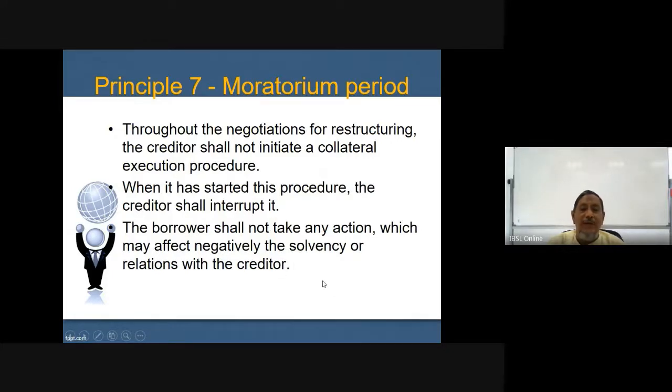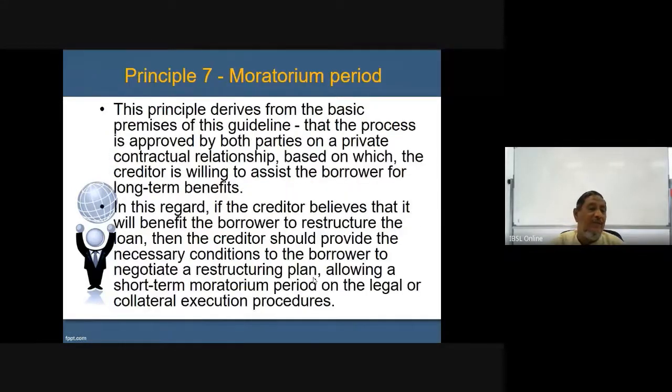Borrower shall not take any action which may affect negatively the solvency or relation of the creditor. Right. The borrower, again the defaulter, should not take any action to affect the solvency of the bank. The principle derives from the basic premises of the guidance that the process is approved by both parties of a private contractual relationship, based on which the creditor is willing to assist the borrower for long-term benefits.